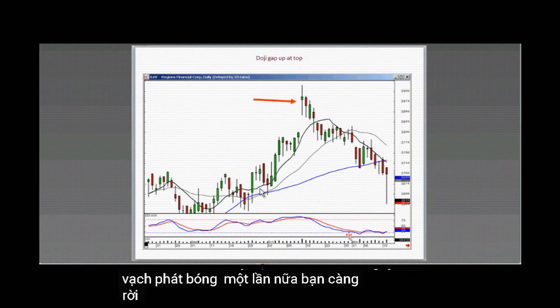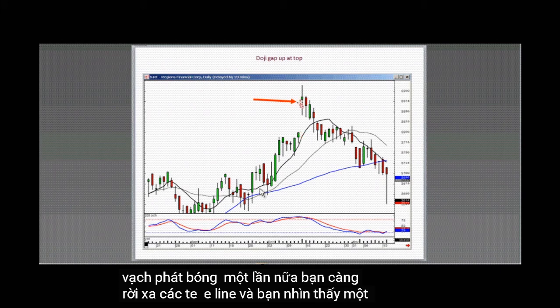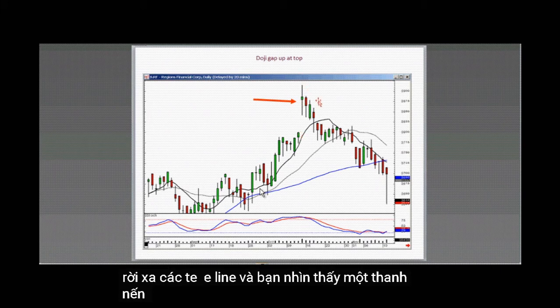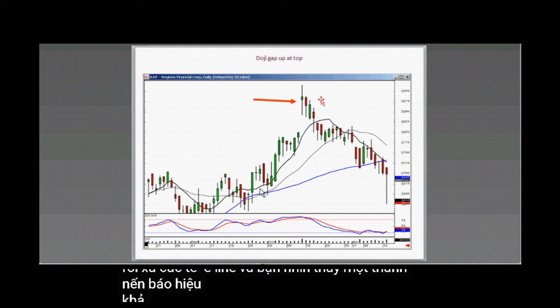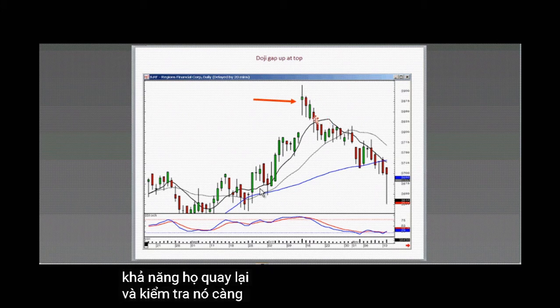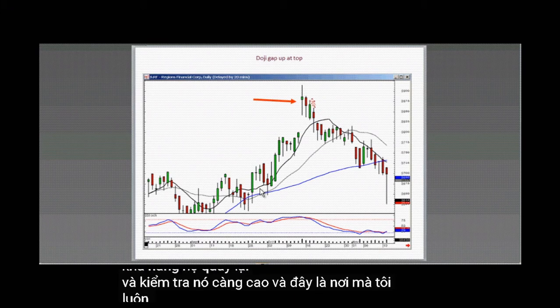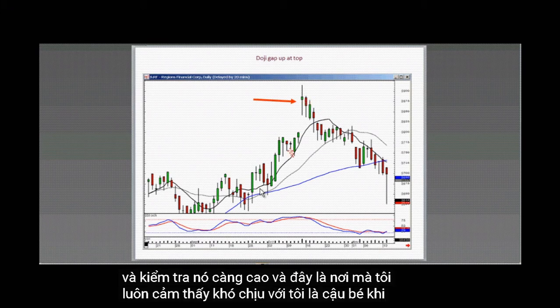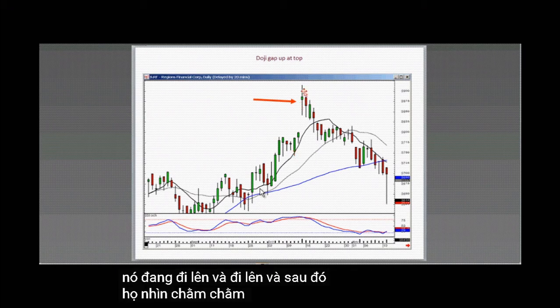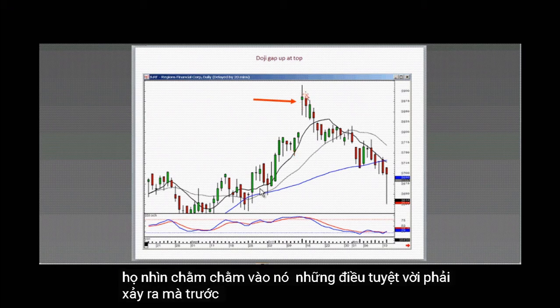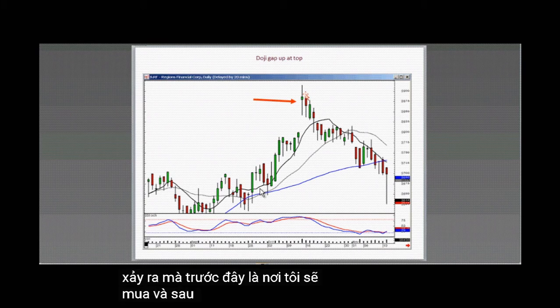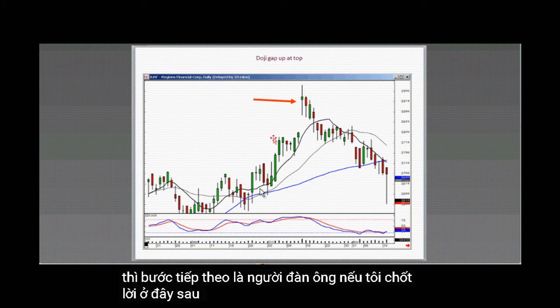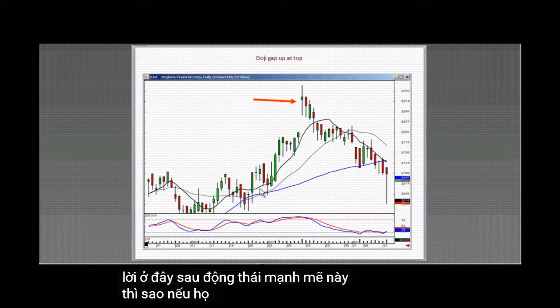Again, the further you move away from the T-line and you see a candlestick signal, the higher the probability they're going to come back and test it. And this was always gut-wrenching for me. When it was going up and then they gapped it up, great things must be happening. That used to be where I would buy, and then couldn't understand why it would go down right after I bought. Then the next step was, man, if I took profits here after this strong move, what if they kept taking it right on up?